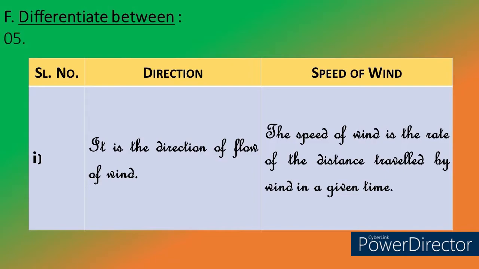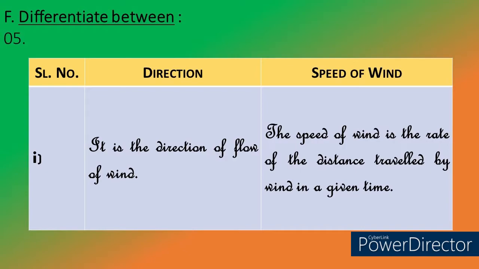Like that, here the speed of wind is calculated by the rate at which the wind moves in a particular direction in a particular given time. That is known as the speed of wind. Again I repeat, the speed of wind is defined as the rate of the distance traveled by wind in a given time. Usually in a calculation, you write speed is equal to distance traveled by time taken.